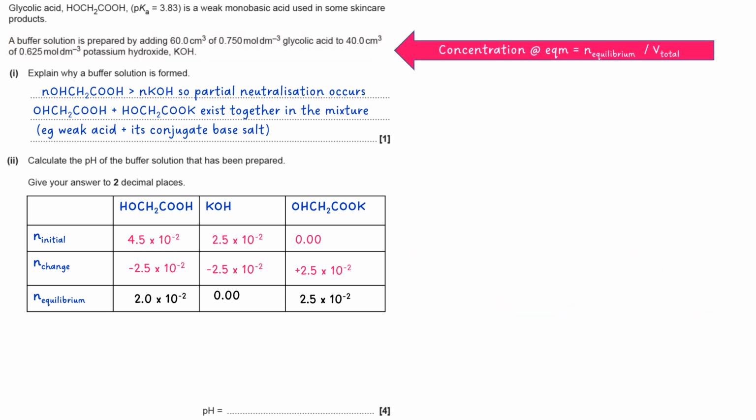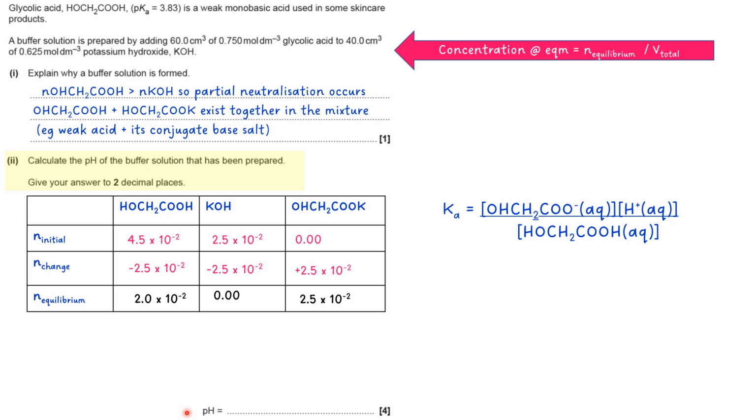So now we have to convert those moles into concentrations. To do that, you take the equilibrium moles and divide that by the total volume. The total volume can be worked out from adding the two quantities together, which is 100, obviously, in this case. So to calculate the pH of the buffer solution, you've got to work out the concentration of H+ ions at equilibrium.